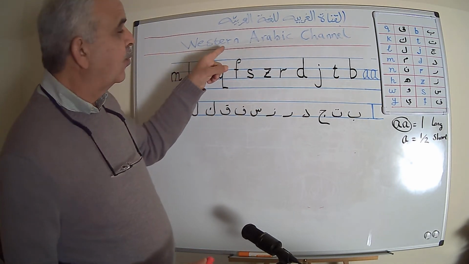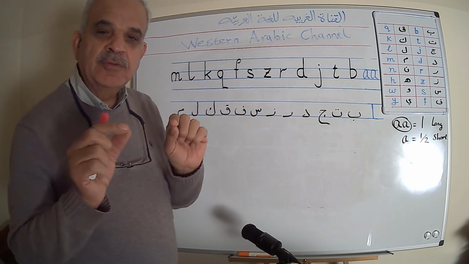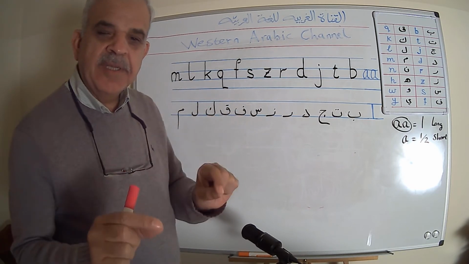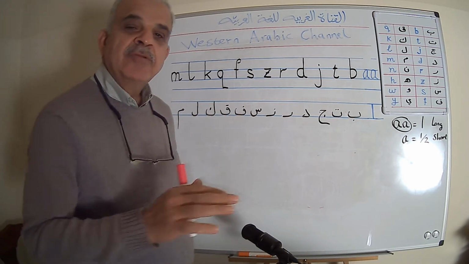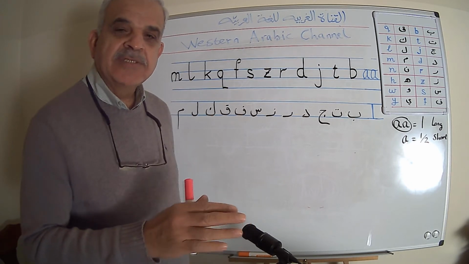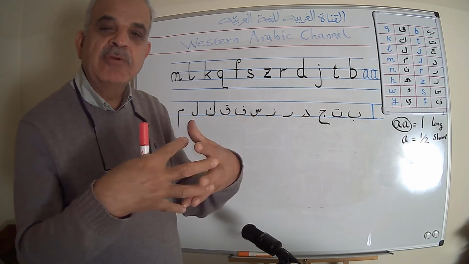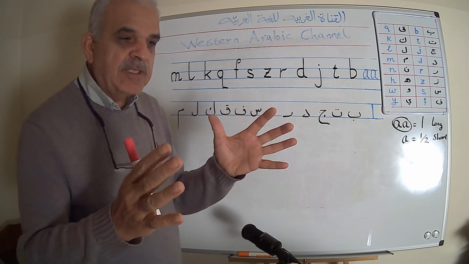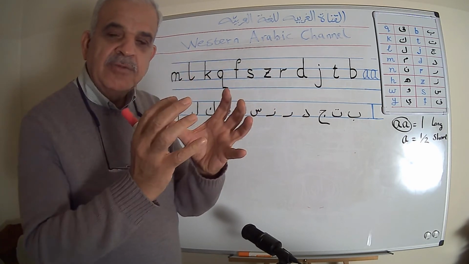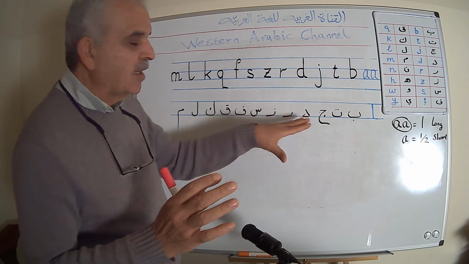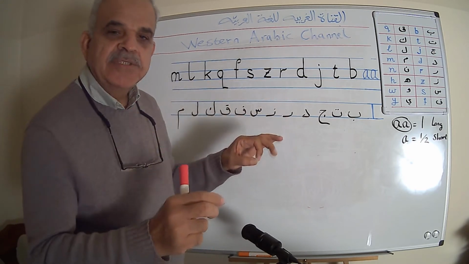You are welcome to the Western Arabic channel for learning how to read and write Arabic by using your English knowledge. Today I'm going to show you how Arabic letters are connected together, because Arabic letters like to be together all the time. So in every word the letters are connected together, and there are special cases, but in general most of Arabic letters are connected together.